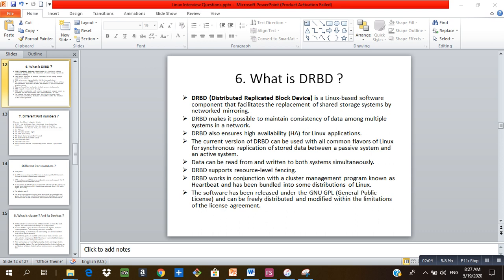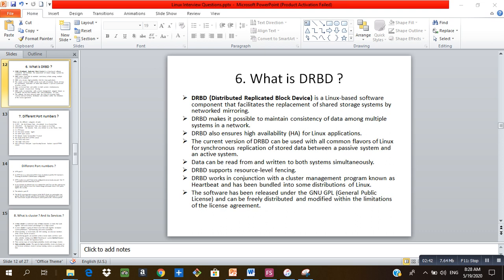The current version of DRBD can be used with all common flavors of Linux for synchronous replication of stored data between a passive system and an active system. Data can be read from and written to both systems simultaneously. DRBD also supports resource level fencing. Now this resource level fencing is something which comes into clusters, and we will be looking into these topics in later videos. DRBD works in conjunction with cluster management.